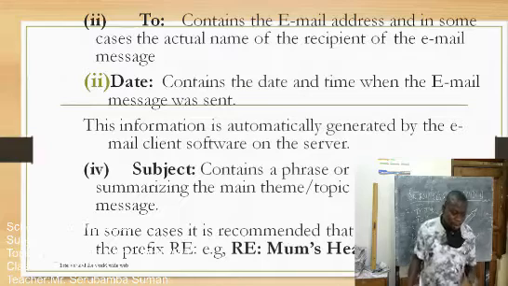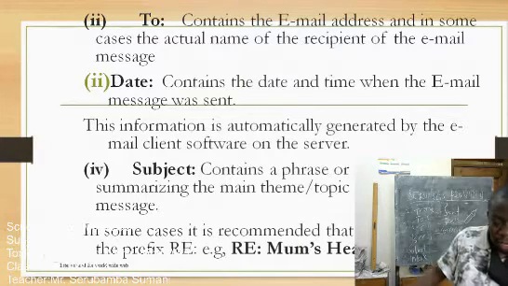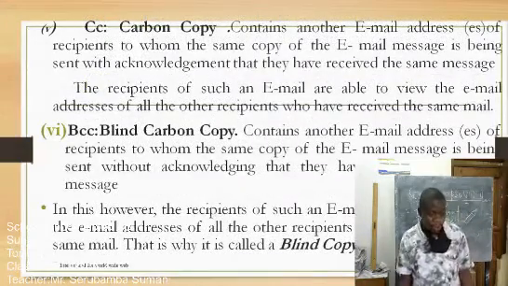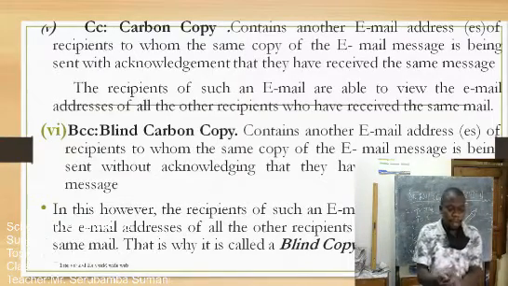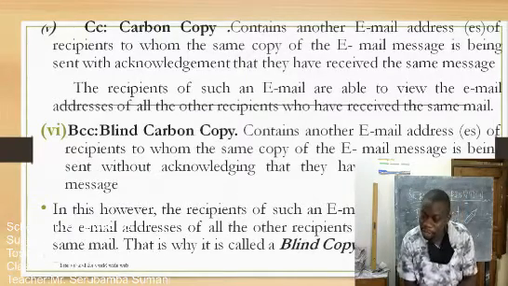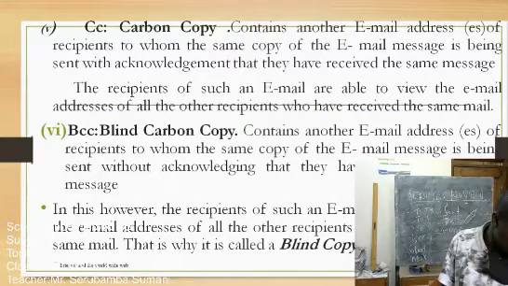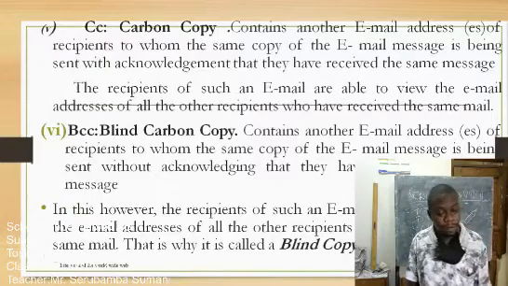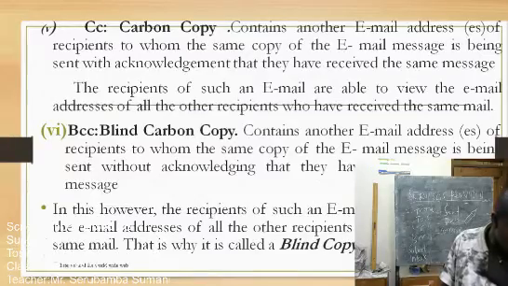Then the subject, I've told you about the subject, and it's what? It is where we type the main statement that summarizes the theme of the particular message. Carbon copy, I've told you, is the email address of the recipient to whom the same copy of the mail message is being sent, with acknowledgement that they have received the same message. And you have agreed that it works in the same way as the BCC, but BCC will not allow those people to know that they have received the same message. That's why it has that statement of blind.